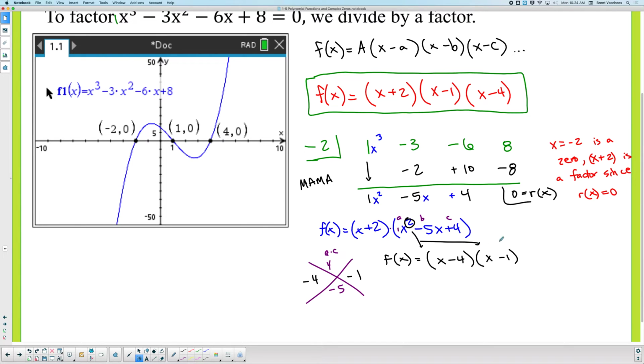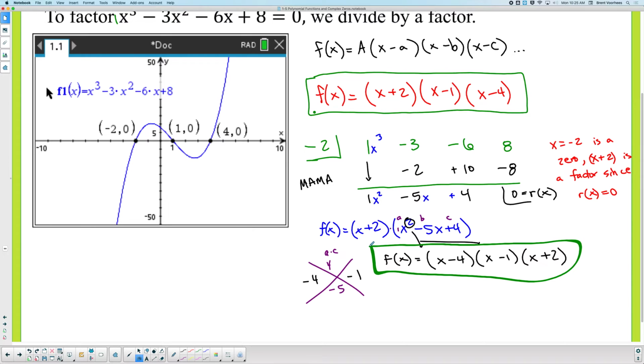x minus 1. And I forgot to write this x plus 2. Let me rewrite it now. Order doesn't matter. Notice this right here is exactly the same as what I had boxed up earlier. These are exactly the same answer. I just did a different order, but the answer is the same.